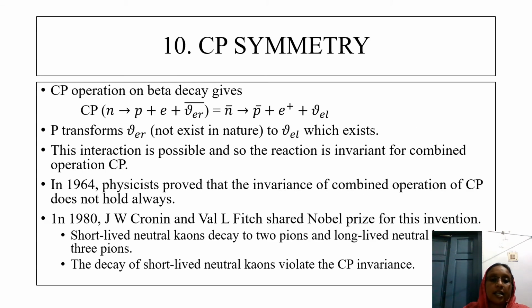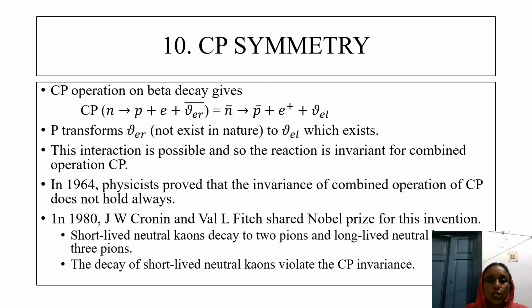Now we can check this CP symmetry. That means charge conjugation and parity, the combined operation of charge conjugation and parity. Now if you put CP together in this beta decay, when you apply parity to beta decay, the antineutrino changes to nu_e bar. Then we operate this charge conjugation, it inverts it.